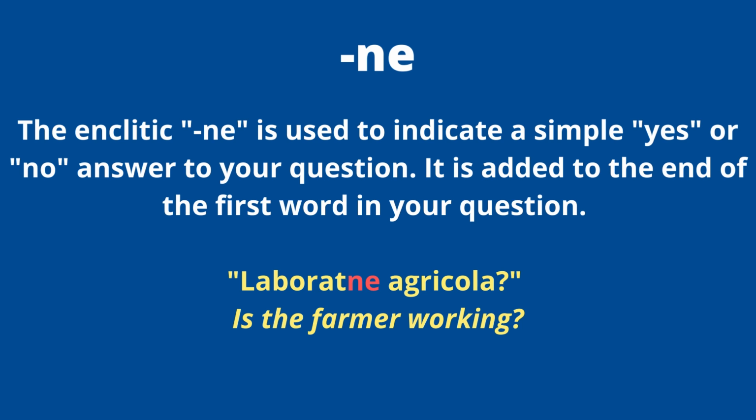If you had agricola laborat, that just means the farmer is working. But when you flip it around to a question, you really are making it yes or no. You just stick an ne, the enclitic, on the end of the first word. A lot of times it's the verb, and that indicates to your listener or your reader that you're asking this yes or no type question.